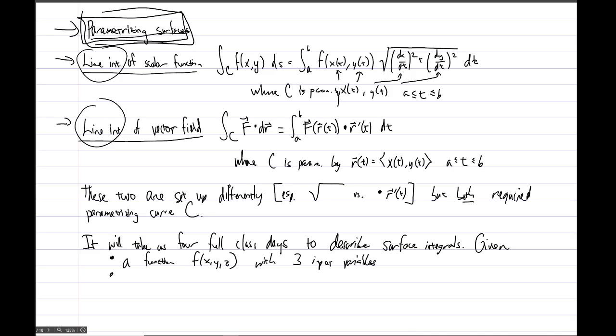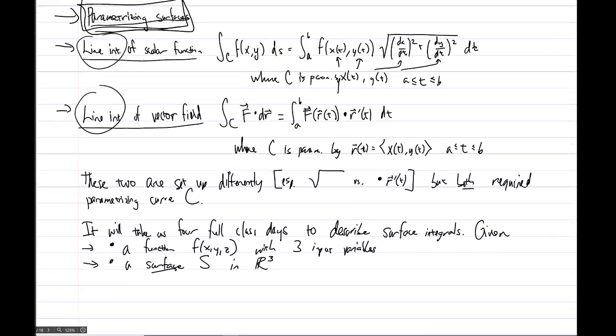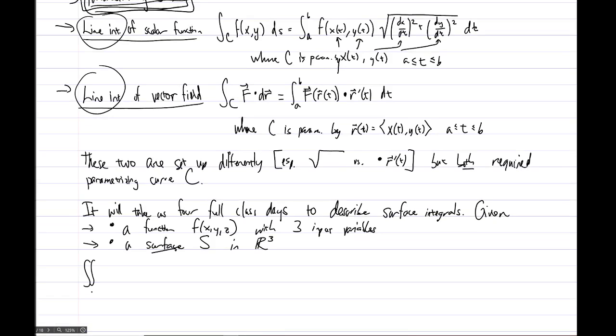And then the second thing is you're also going to be given a surface, capital S, and that will be in R3. It'll be a certain subset of R3. So you've got a shape in three-dimensional space, which is a surface. You're given a surface, you're given a function. These are two separate independent things you're given, and then we're going to make sense of the integral over the surface of f of x comma y comma z dS.